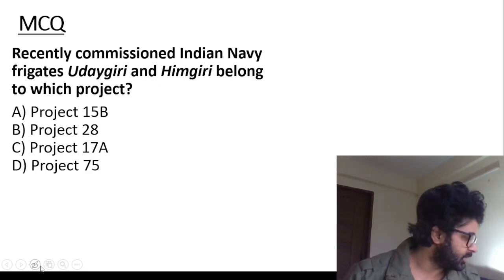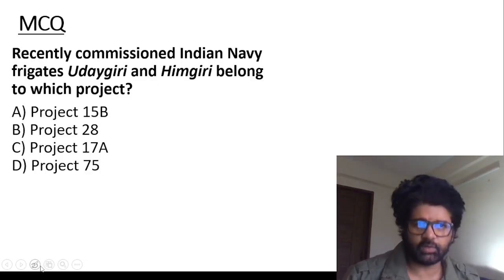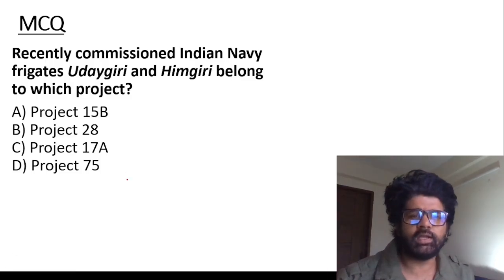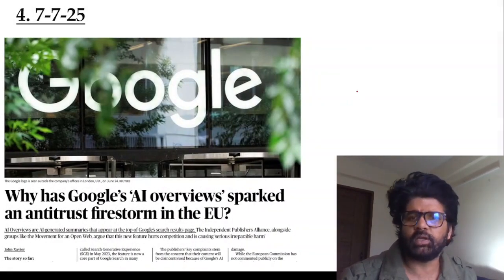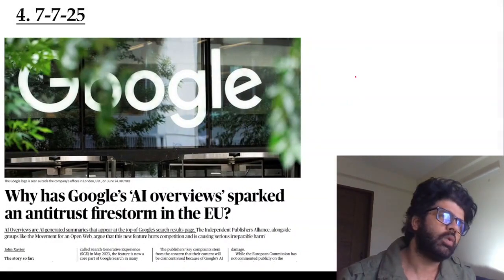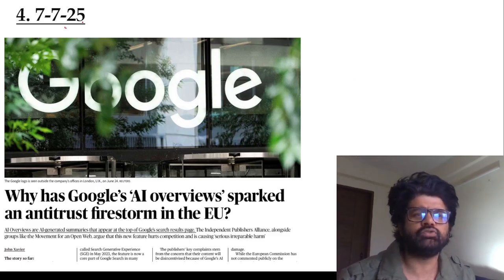They are all warships, but there is a difference in these warships and how they are working. So Udaygiri and Himgiri belong to Project 17, a Shivalik class. Remember this. The more questions you solve, the better you will become in these kinds of questions or MCQs. Fourth article, 7 July 2025.